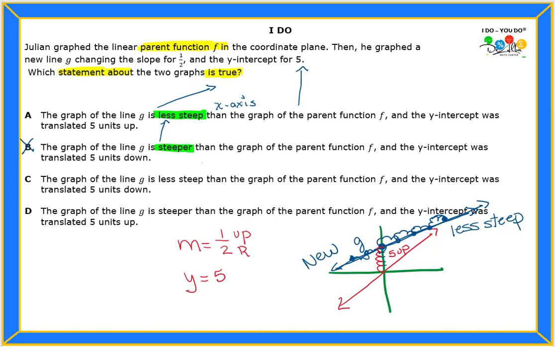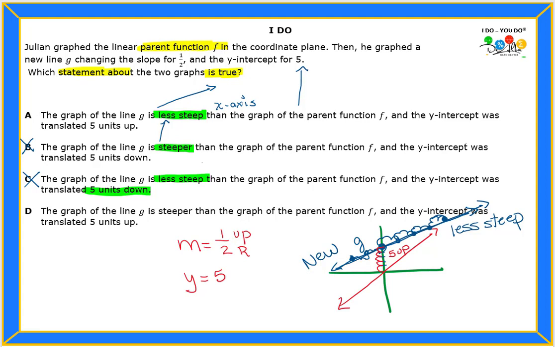Letter C. The graph of the line g is less steep than the graph of the parent function f. So that is true, right? And the y-intercept was translated 5 units down. Is that true? Did it go 5 units down? No, we said that it actually went up 5 units. So no, that's not right.